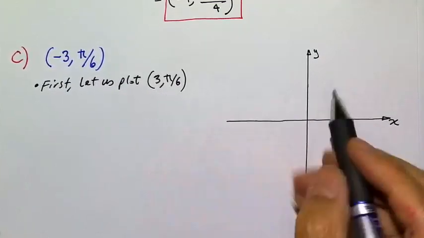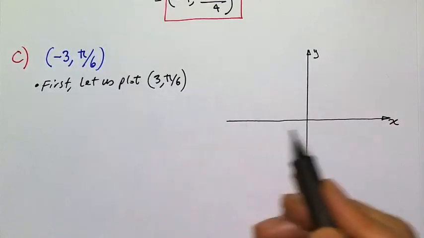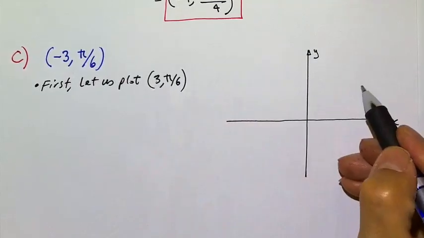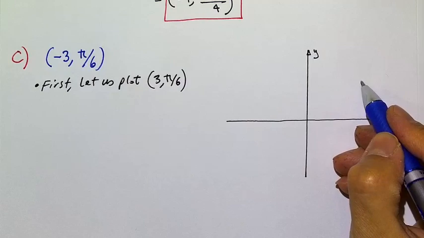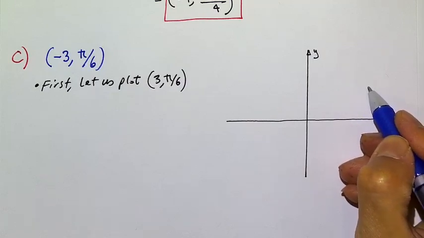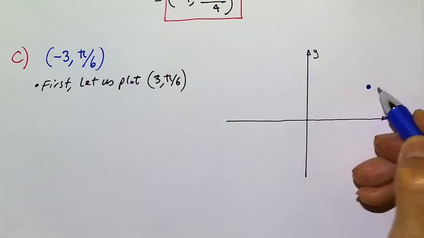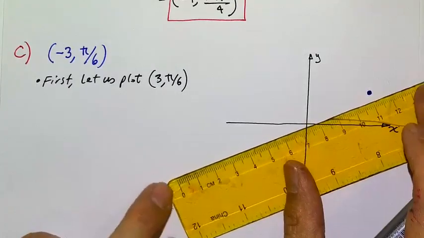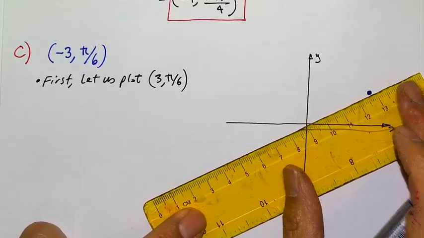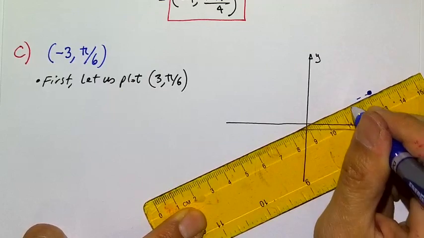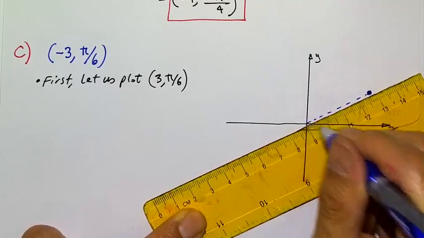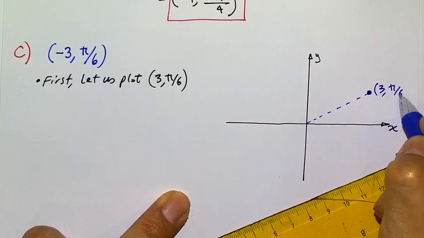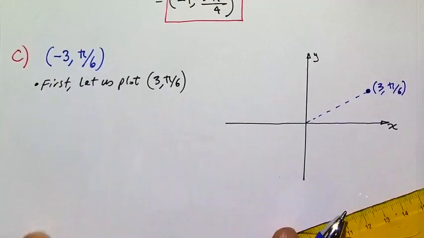Pi over 6 would be going, this is positive, so we're going counterclockwise this way. So this point is going to be somewhere here. And I'm going to show it with a, and this is 30 degrees. So I'm just going to show it like that with a dashed line connecting to the pole, not with solid lines. Right, so this is where that point is located. So 3 comma pi over 6. Now our point is minus 3 comma pi over 6.